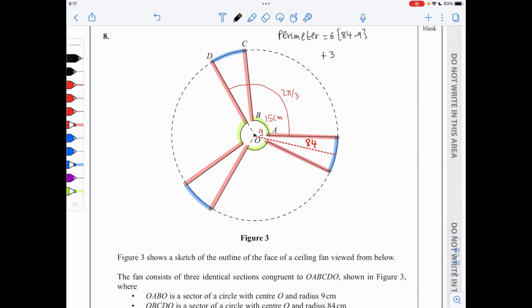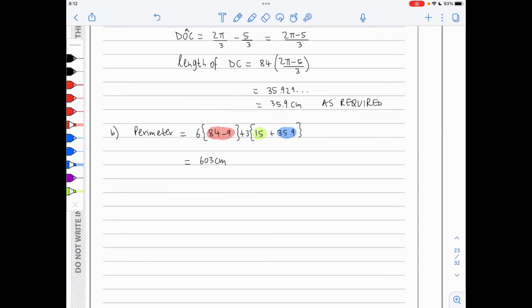plus 3 times the length of CD, which was found to be 35.9, plus the 15, which is the arc AB. So the 15 is what I'm shading in green, the 84 minus 9 is what I'm shading in red, and what I'm shading in blue is the 35.9. So if I add this up, I will be getting the perimeter. So doing the calculation gives me a final answer of 603 centimeters, correct to the nearest centimeter.